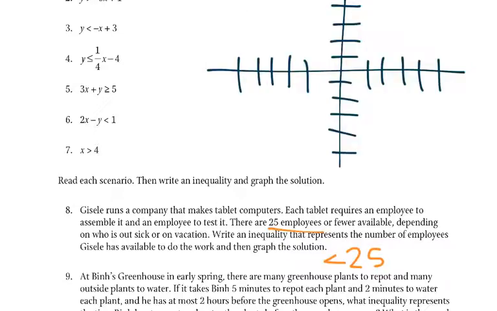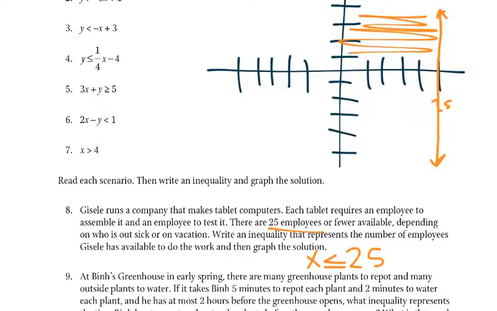Alright, so this one seems very difficult, but 25 employees or fewer, meaning she's got 25, so the number she has is less than or equal to that. So x is less than or equal to 25. Okay, that's really all you have to do. So let's count by 5s. So that'd be 25. So it's x, so that makes us a solid line because it's equal to where x equals 25, and then less than, so we would shade to the left.